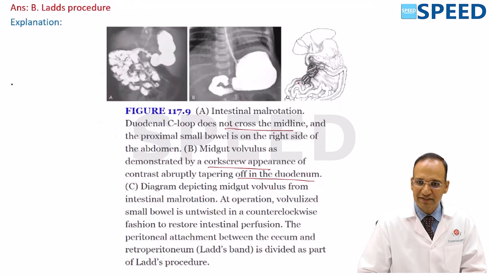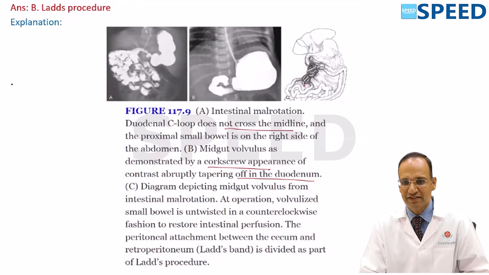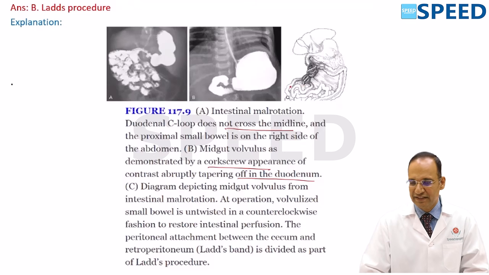So Ladd's band, you can see the picture here. Ladd's band is a peritoneal attachment between the cecum and the retroperitoneum. So Ladd's band division is very important for the treatment of intestinal malrotation. Is it clear? Yes. So this is all about the questions that are asked.